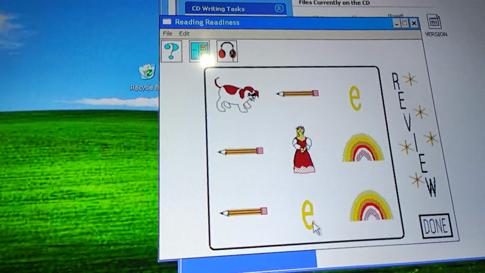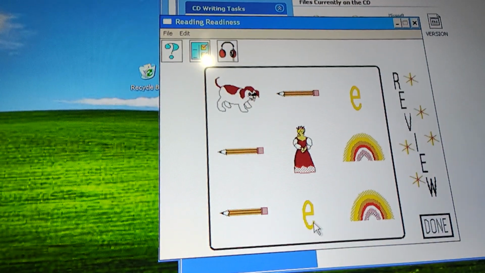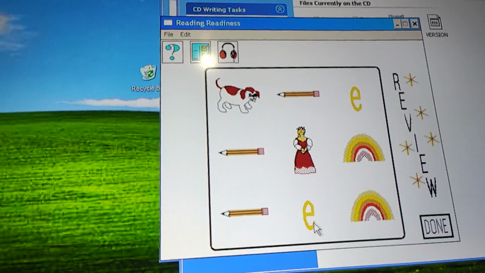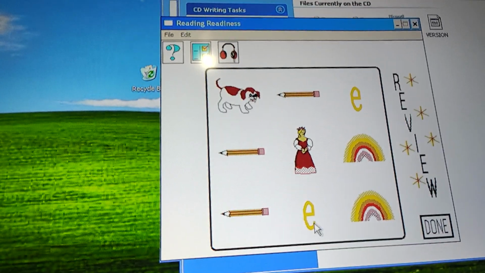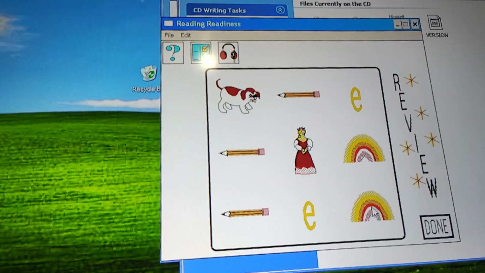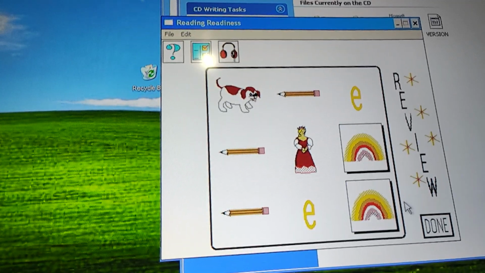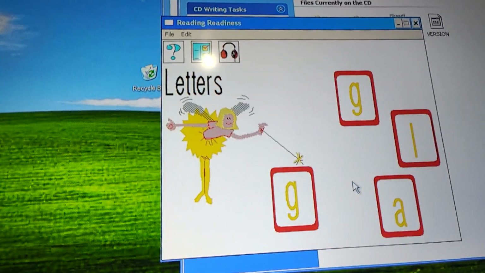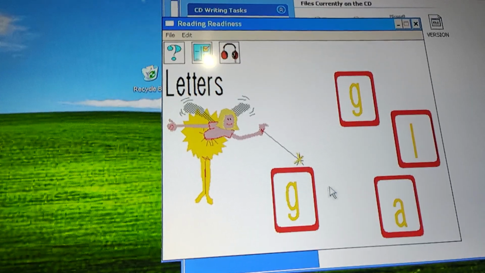Great! Let's review the letters of the alphabet. Mark all of the pictures that begin with the letter R. Click on Done when you are finished. Great! Match the letters that are the same.